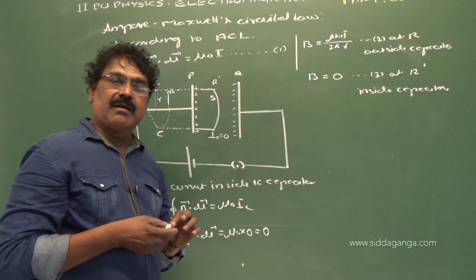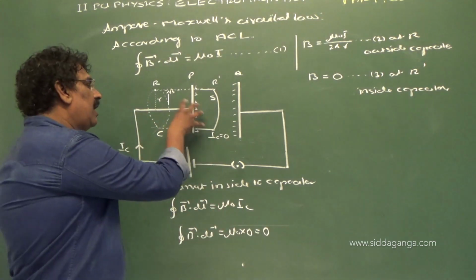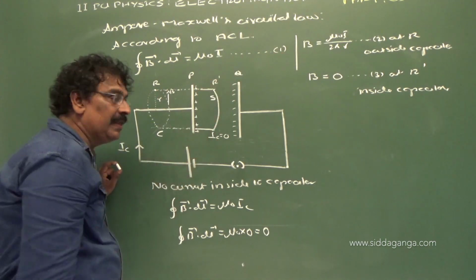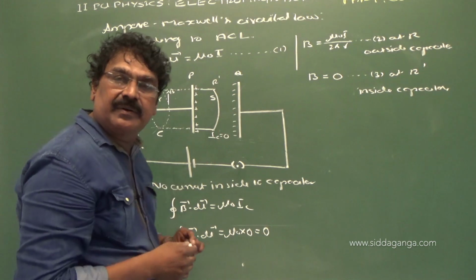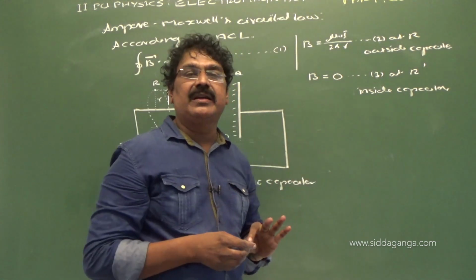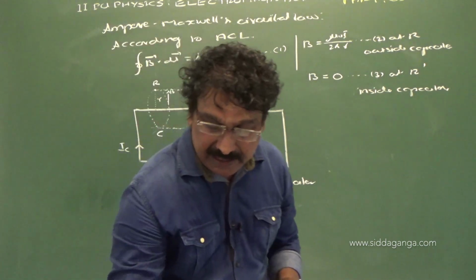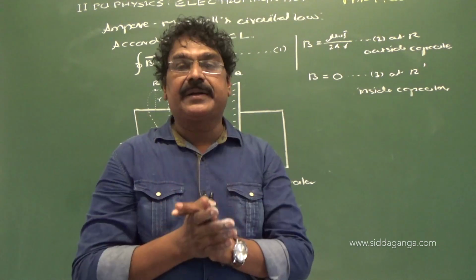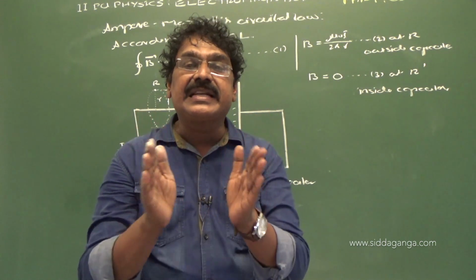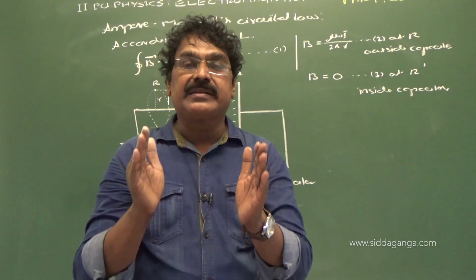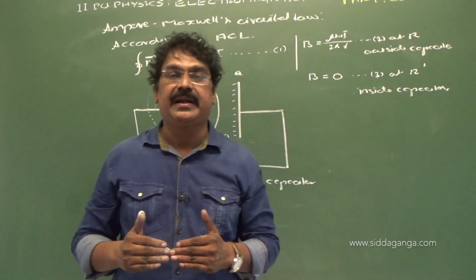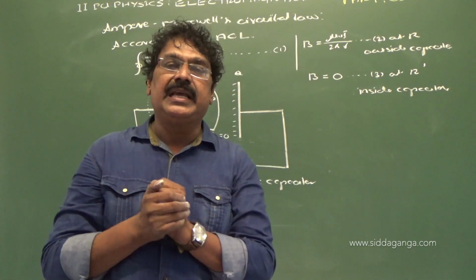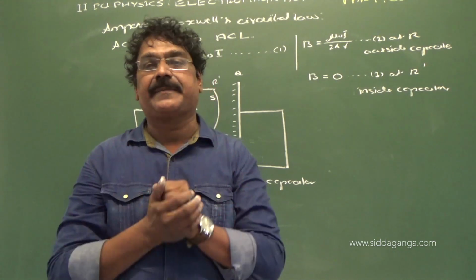Is that clear? According to Ampere circuital law, outside the capacitor there is a magnetic field which is given by equation 2. Inside, according to the same law, from equation 3, it is equal to 0. Now Maxwell suggested that there is an inconsistency in Ampere's circuital law. According to him, this inconsistency is due to a missing factor.